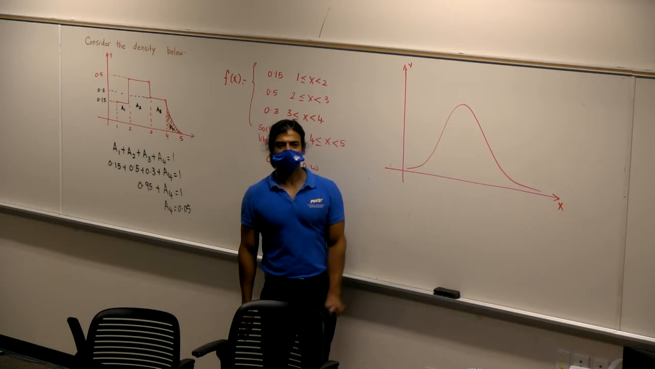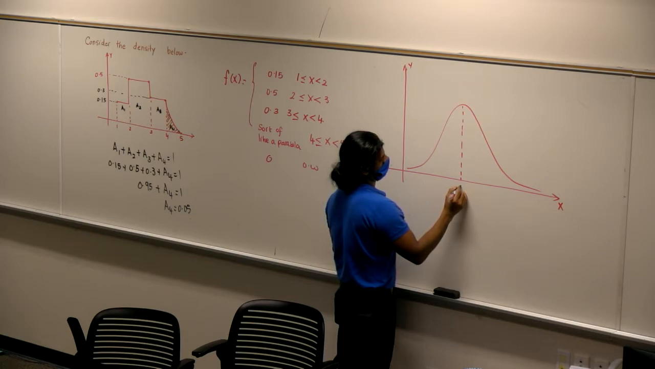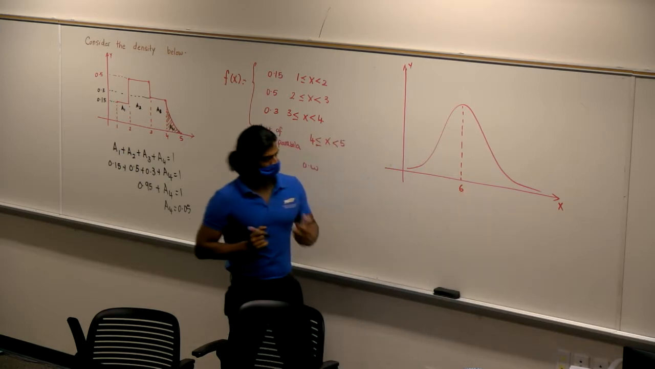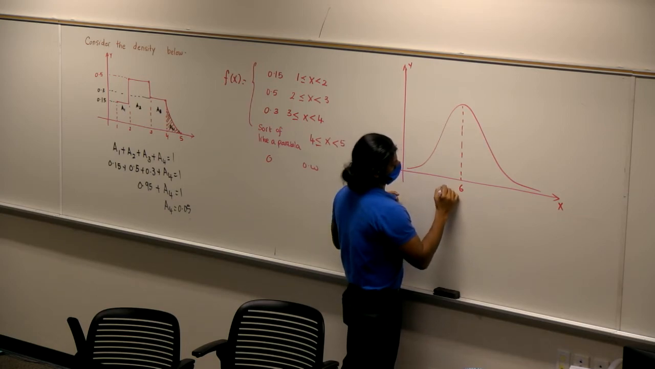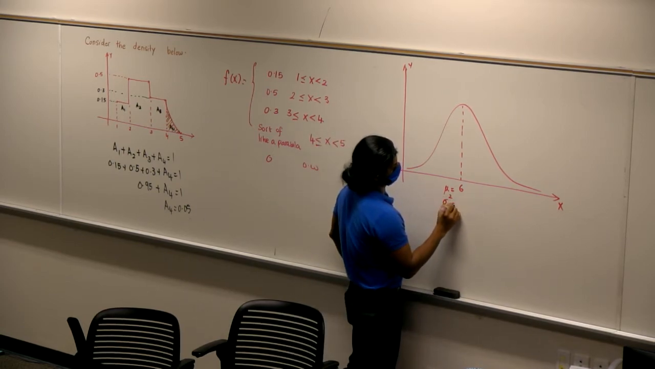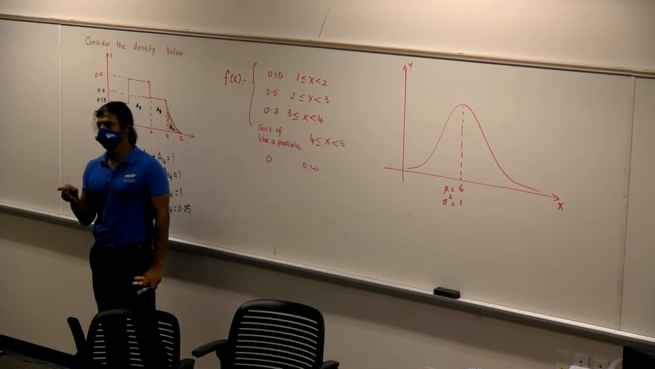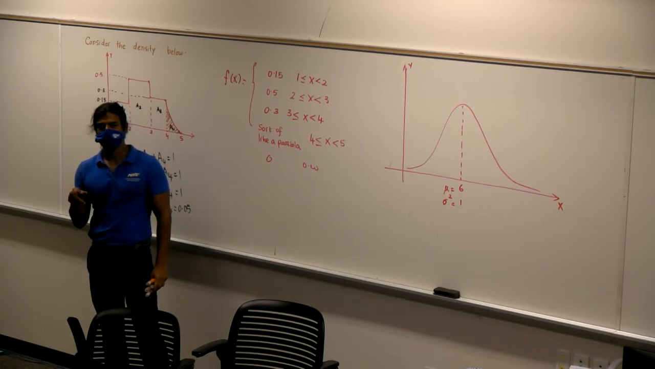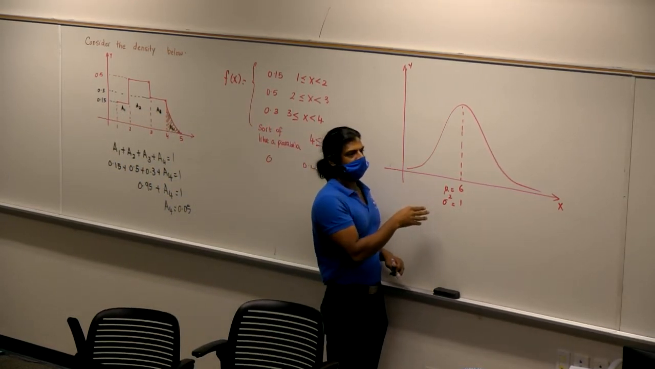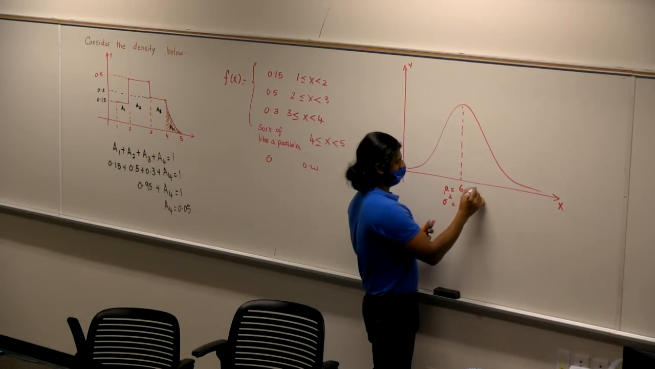That is our bell curve, right? And let's just say that value is six. The mean is 6. What is sigma squared? Long time ago. Starts with B, ends with E. Variance. So that's the mean.